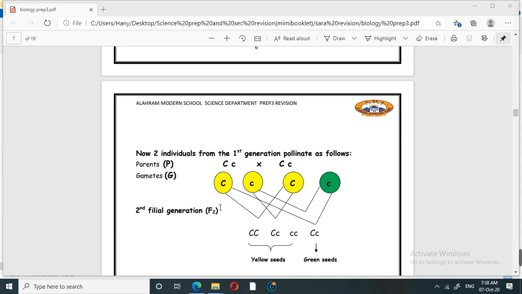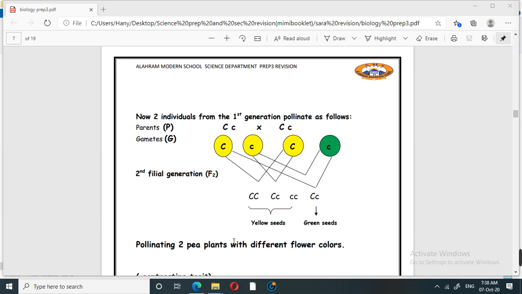Then make the possibilities for the fertilization. The genes inside this pollen grain may make a fertilization to these genes in the ovum of the plant. So the result will be C capital C capital. Or this C capital may make a fertilization to this C small, or C small to C capital, or C small to C small. So we have four possibilities, or four offspring, that resulted from the second generation.